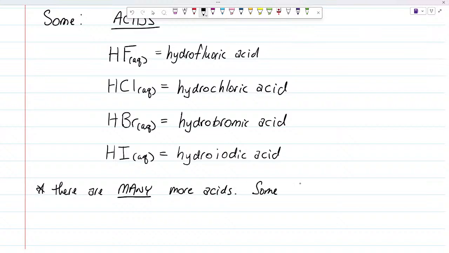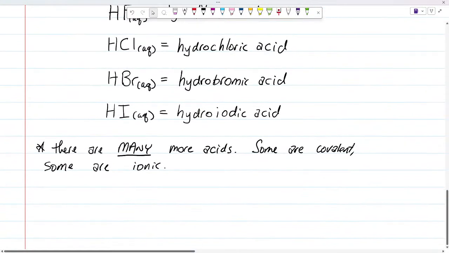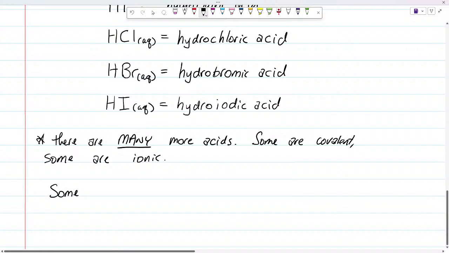Some are covalent and some are ionic. But for today, we're just going to look at those ones. And then we'll look at some bases. And again, if bases are things that can release OH minus ions, then OH minus has a charge of -1. So they're going to pair nicely with things that have a charge of +1. So what are some of the things that could go with OH that have a +1 charge?